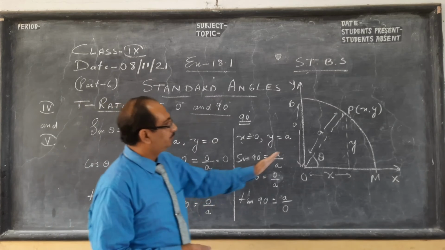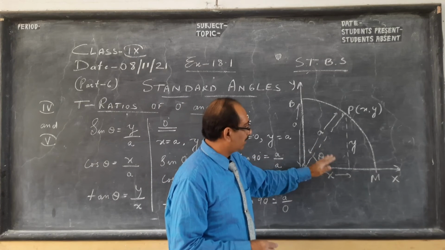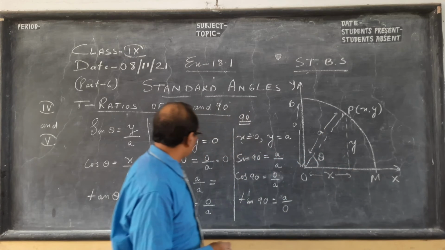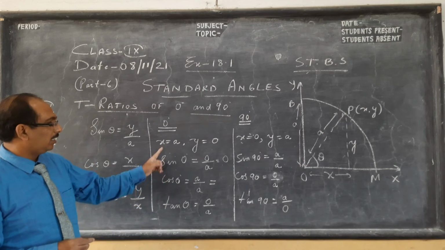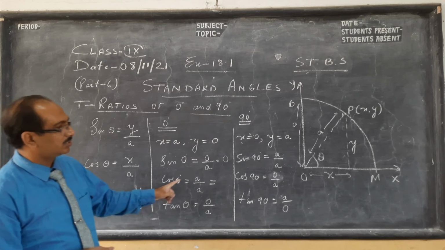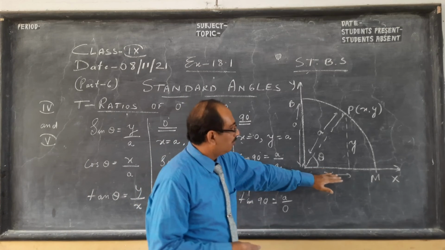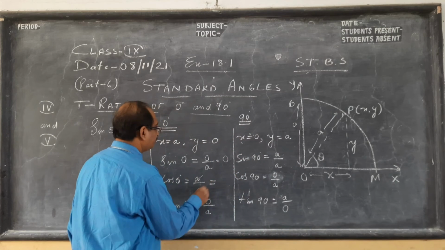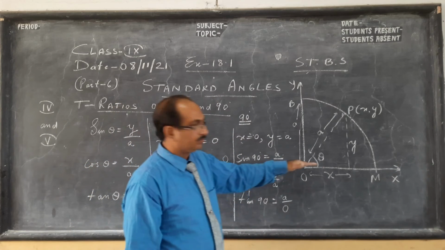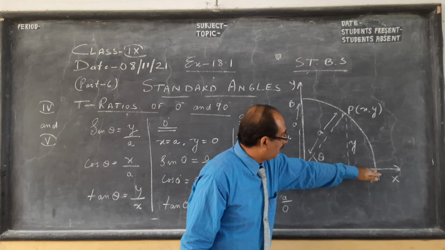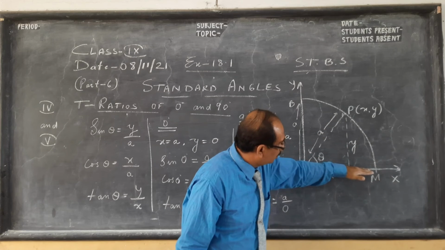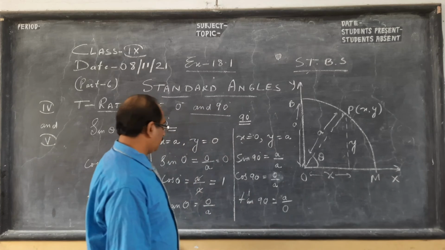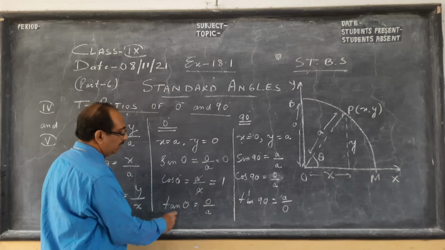Cos 0, cos of this angle, when it becomes 0, we see they overlap. A and x are becoming equal. So what is cos? Cos is this, which becomes a, and hypotenuse is also a. So it's 1. Base comes over here, so base is also a and hypotenuse is also a. So equal thing, when we divide we get 1.